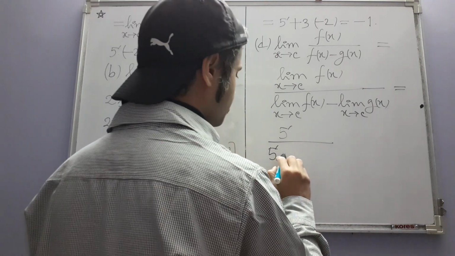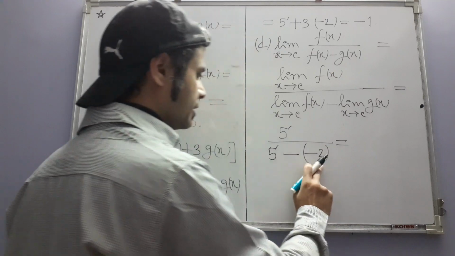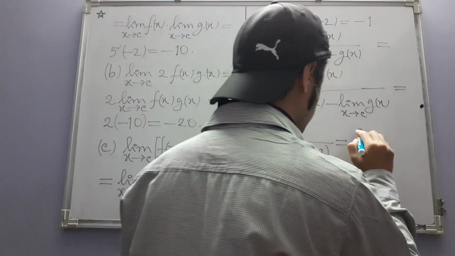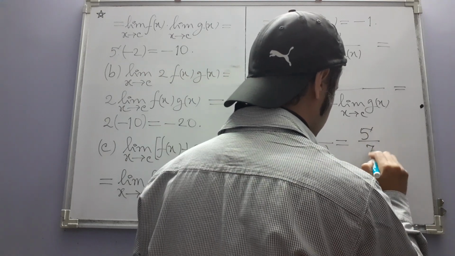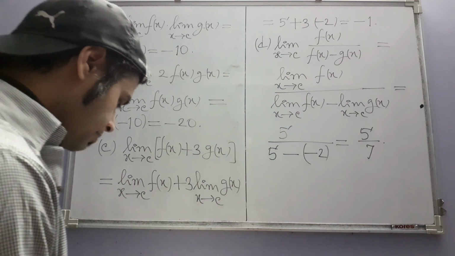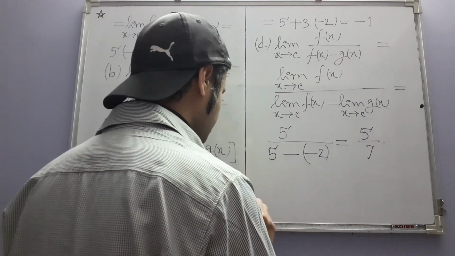And that of g of x is minus 2. So we are not getting 0 denominator, we are getting the denominator 7. So that is okay. So that's how we have this. And the next few exercises are similar. So I am leaving them.